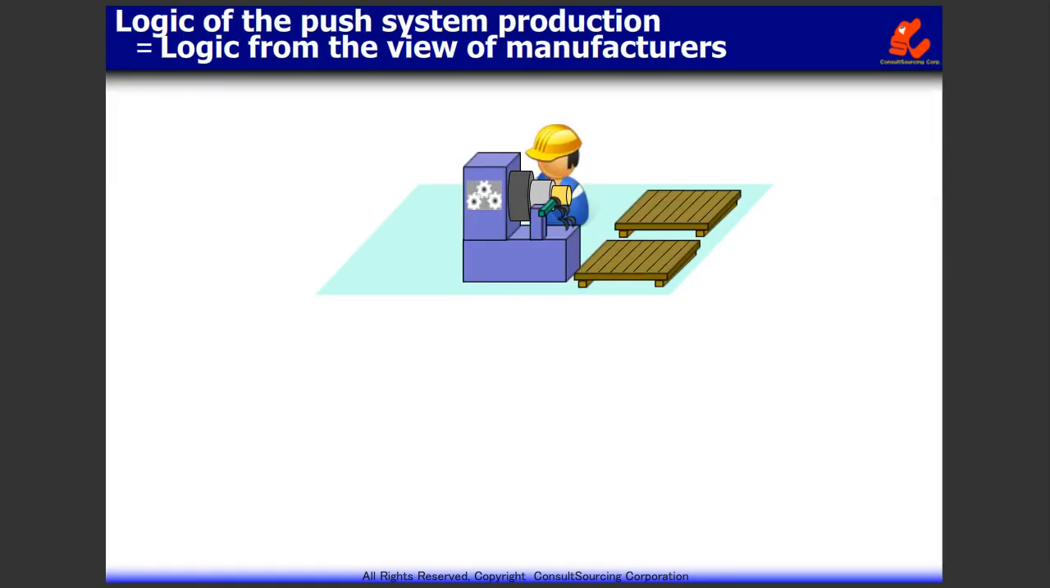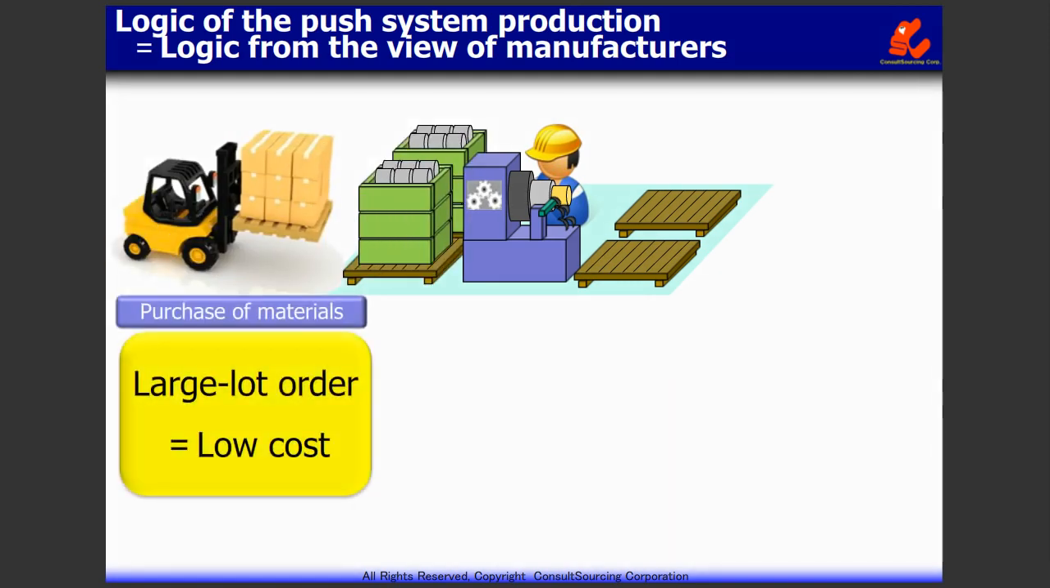Now, let's sort out the logic of the push system production, which will later be compared with the Kanban production. The push system production is a production style that focuses on the logic of the manufacturer side. The first point is the logic of procuring materials.